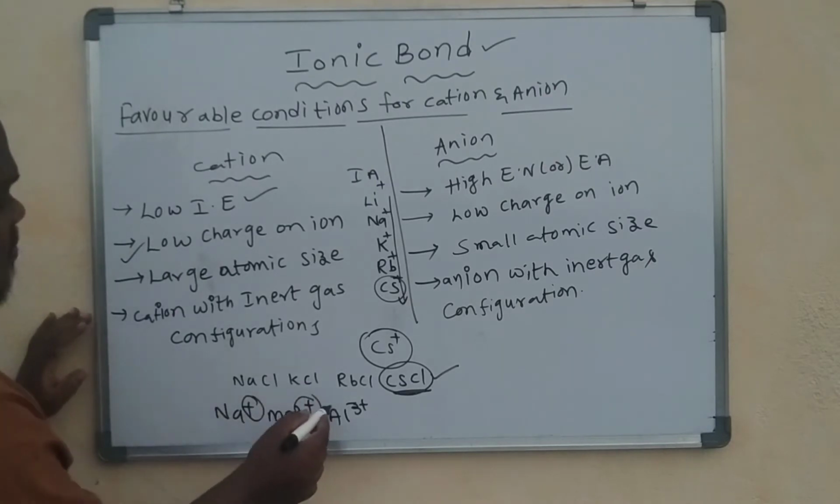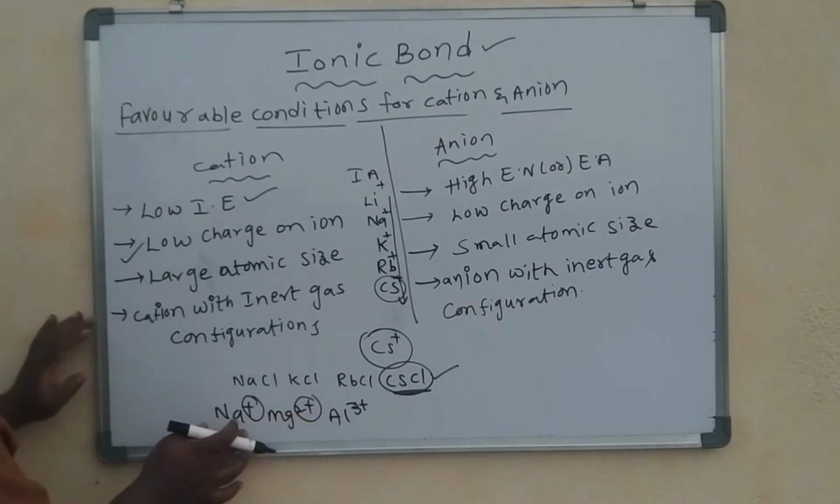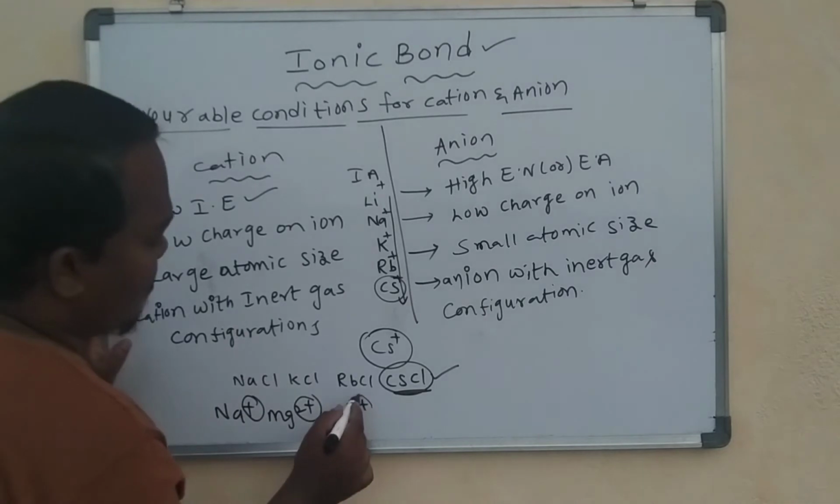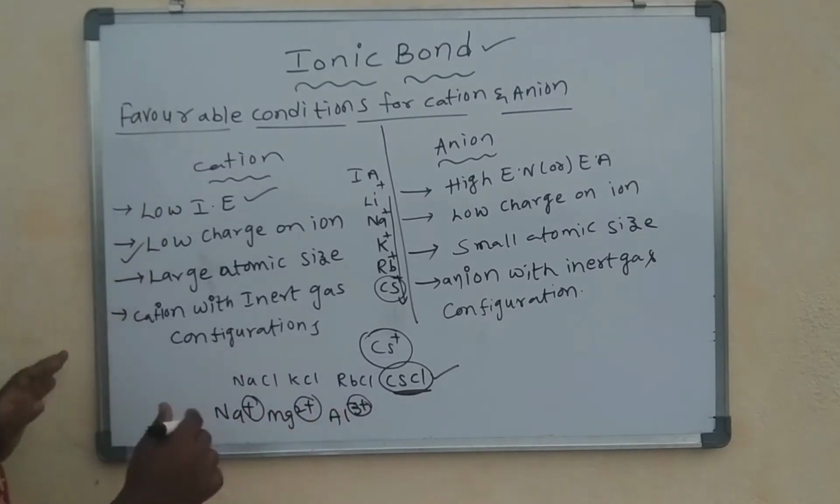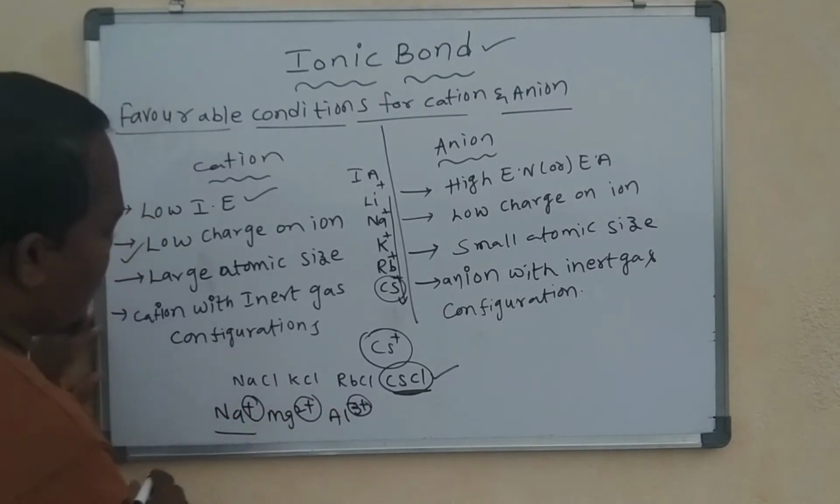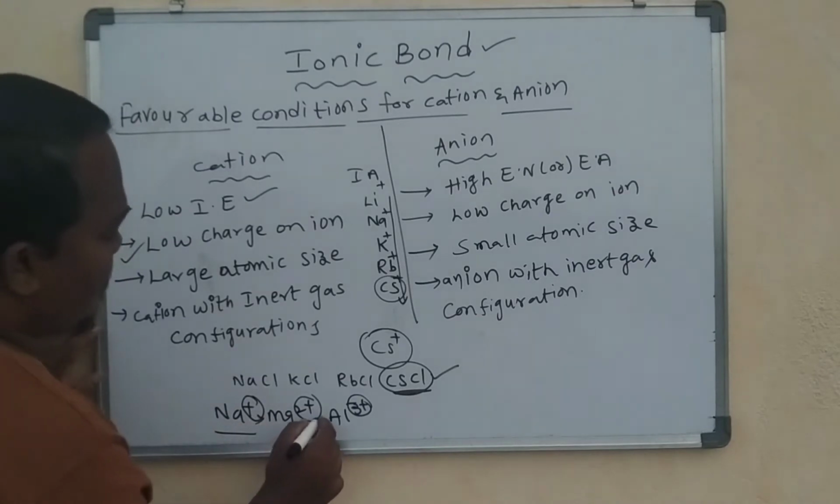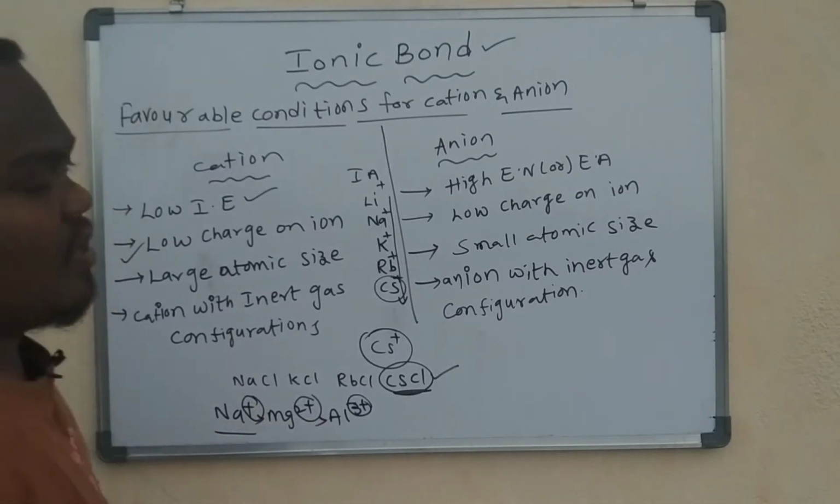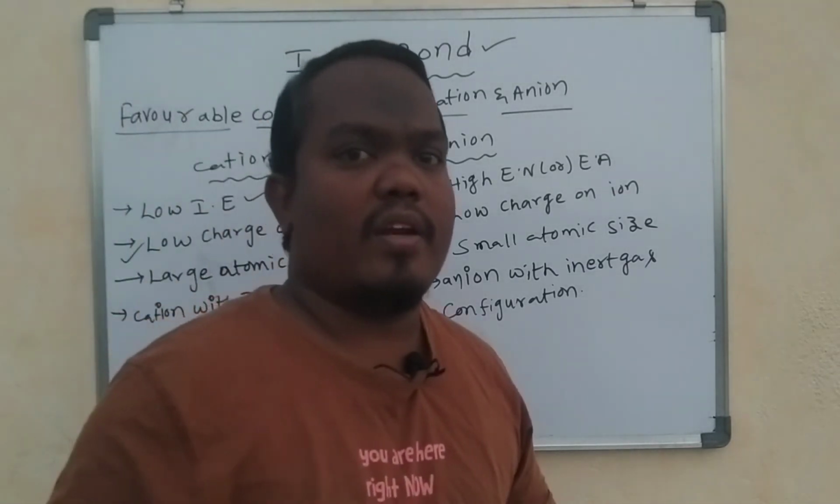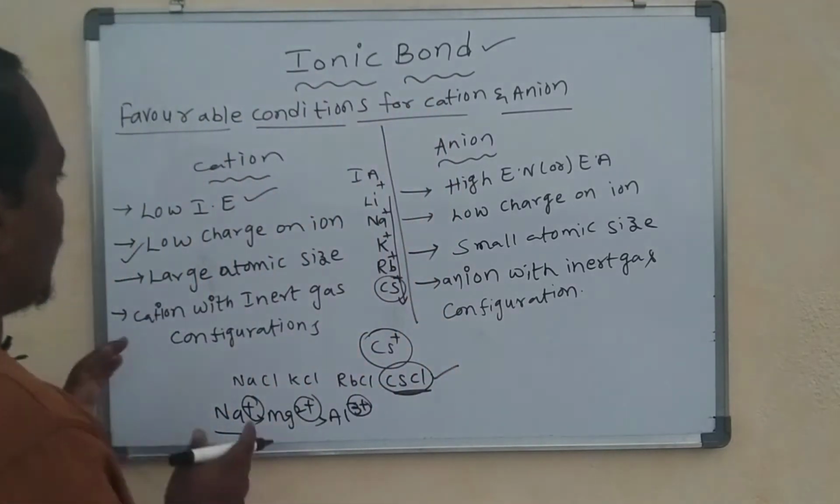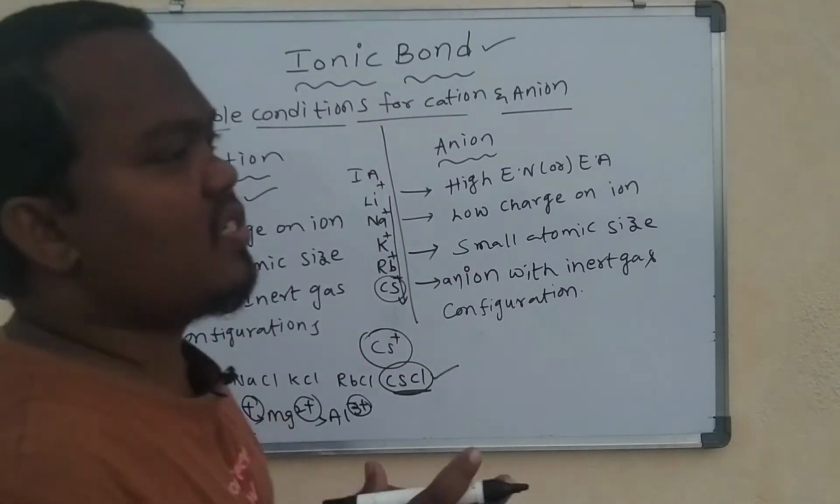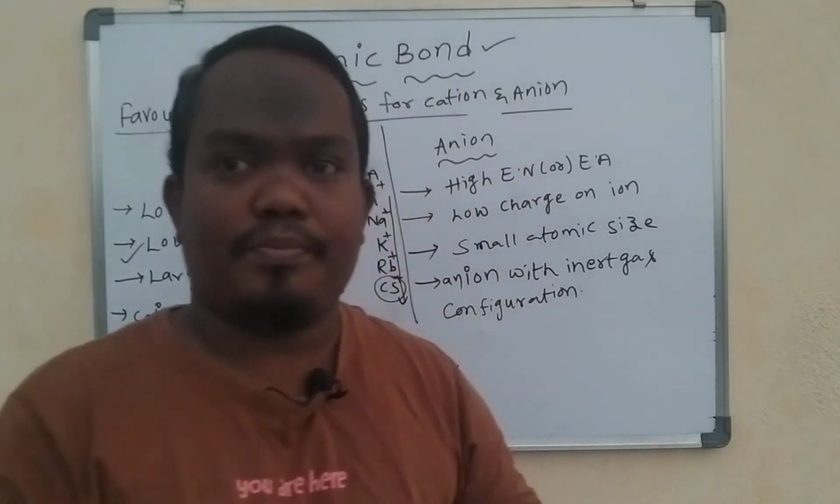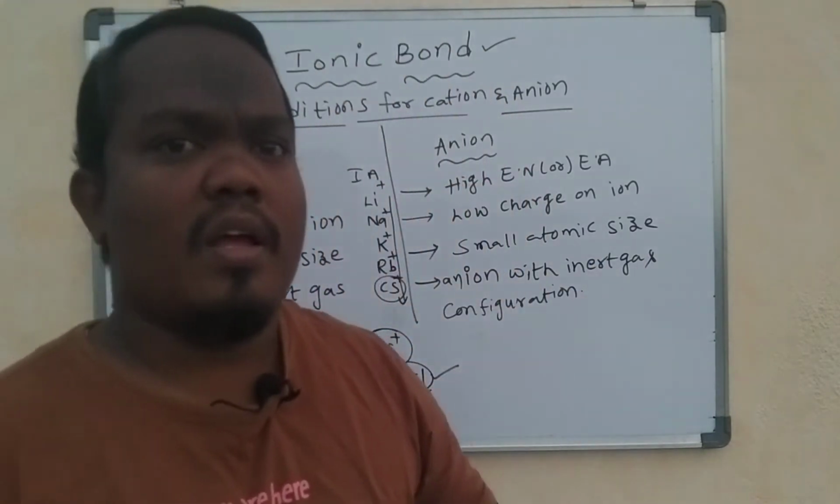So when compared to Mg2+, it has a low charge. When compared to aluminum 3+, it has a low charge. So which is more favorable? The sodium plus ion is more favorable to form a cation. So it is a low charge ion. Low charge ions form a stronger ionic bond.